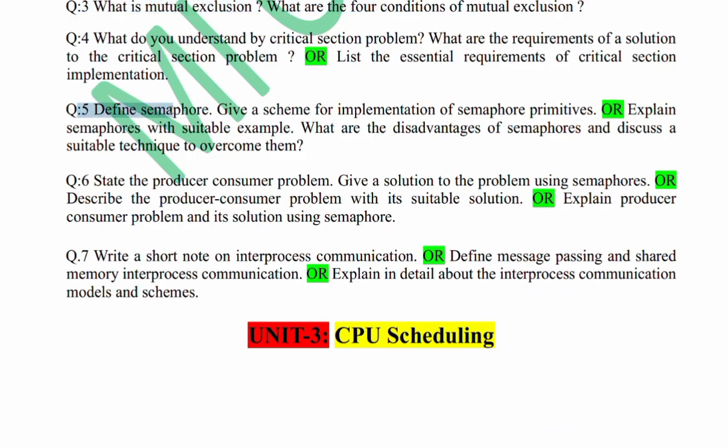Question number 5 is, define semaphore. Give the scheme for implementation of semaphore primitives, or explain semaphore with a suitable example. What are the disadvantages of semaphore, and discuss a suitable technique to overcome them.